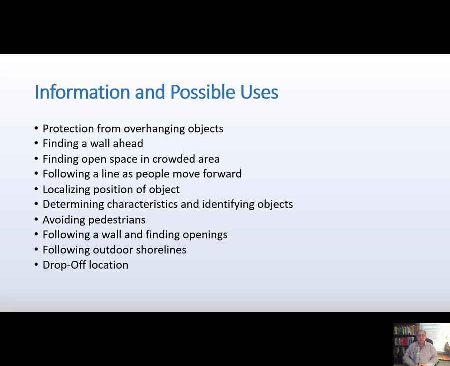They can localize the position of an object so you know where something is that you want to find. You can find landmarks in that way. You can find poles. You can find an APS, especially if it doesn't have a tone locator. With some of the devices that are ultrasonic and frequency modulated, you can determine the characteristics and identify what the objects are without ever having to touch them. You can avoid pedestrians as you're moving around in a hallway. You can follow a wall and you can find openings.